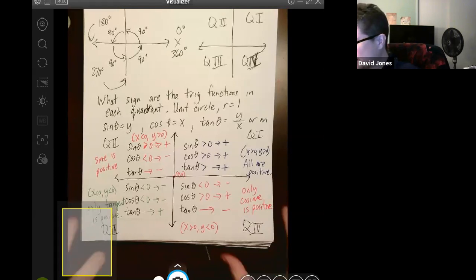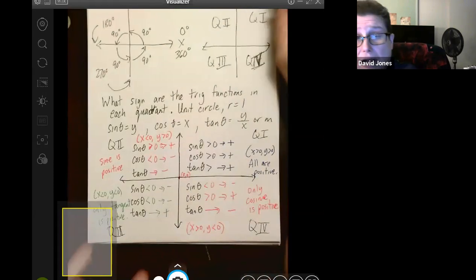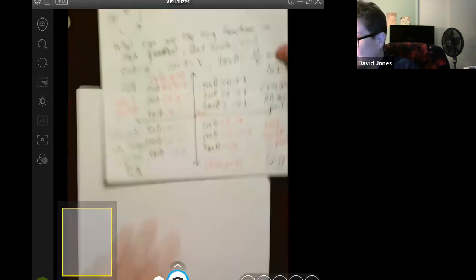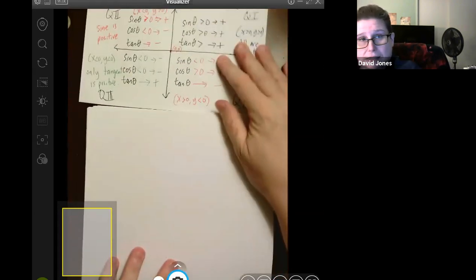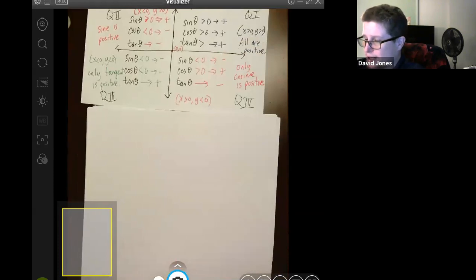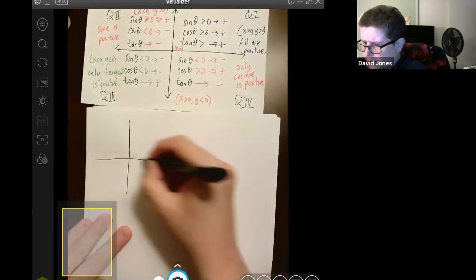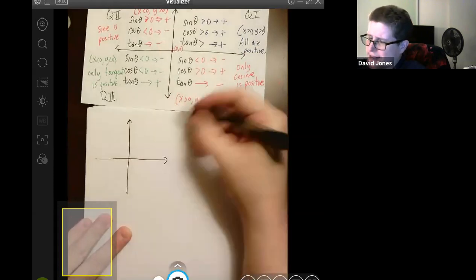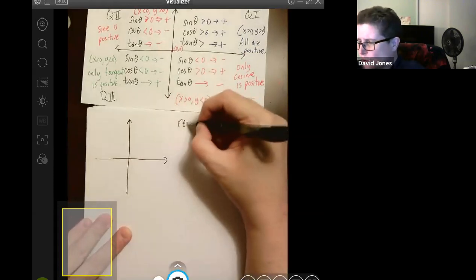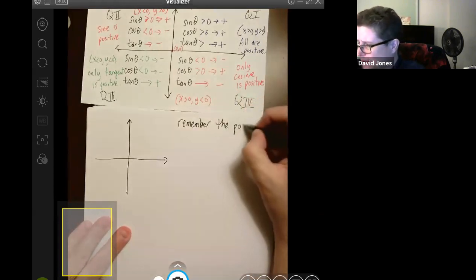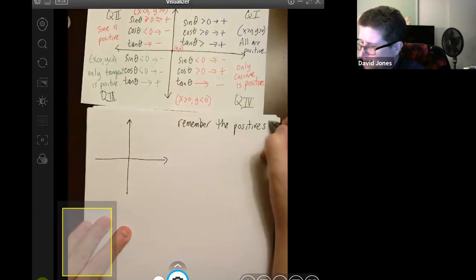Now that's a lot of stuff to remember right there. Let's give you an easier way to do that. I'm going to leave that up here while I make my picture down here. The way to remember this is remember the positives. That's a good approach to life. Remember the positives.